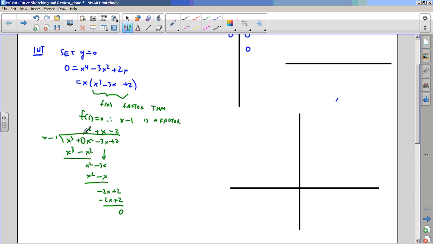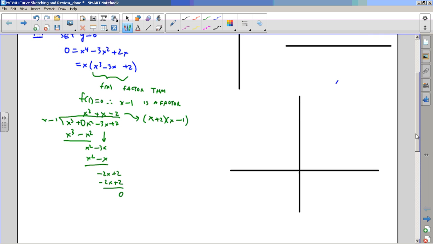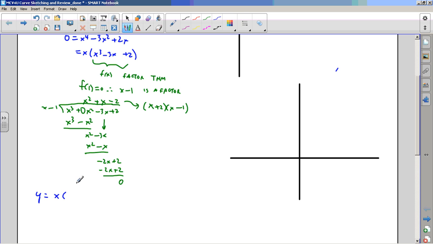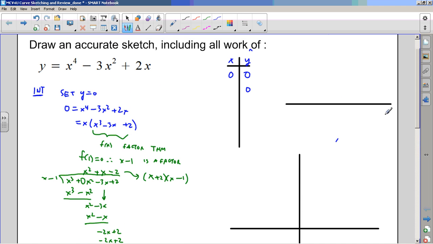Notice that this actually factors as well. This is x plus 2, x minus 1. So then y is x times x minus 1. Notice there's another factor of x minus 1 over here. So this is x minus 1 squared times x plus 2. Then I see the x-intercepts are x equals 1, 0, and minus 2. So 1 and minus 2 are x-intercepts, and 0 is a y-intercept.